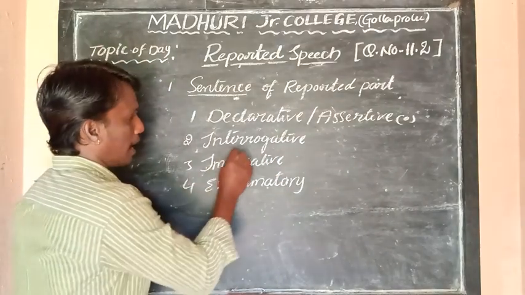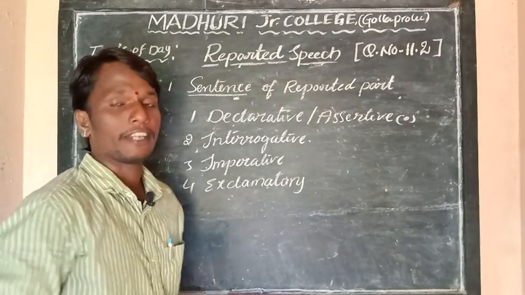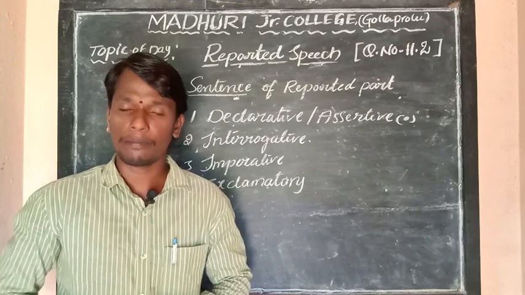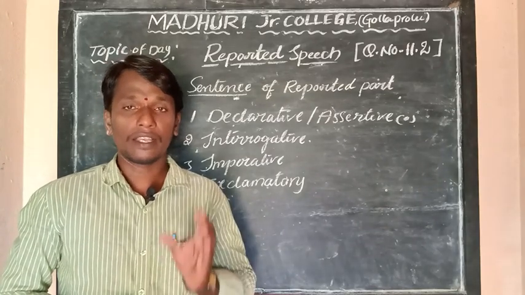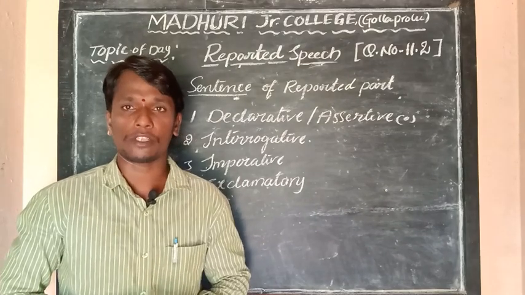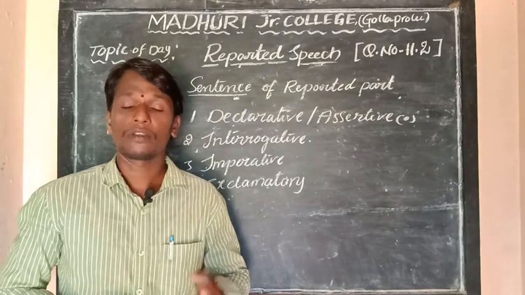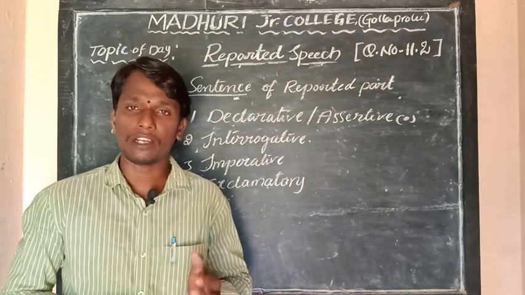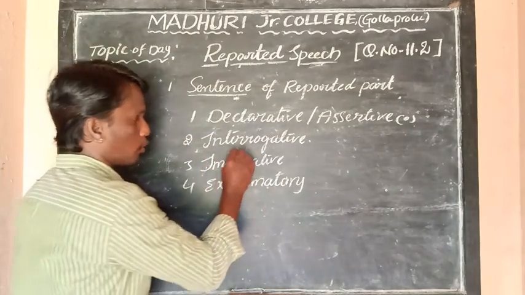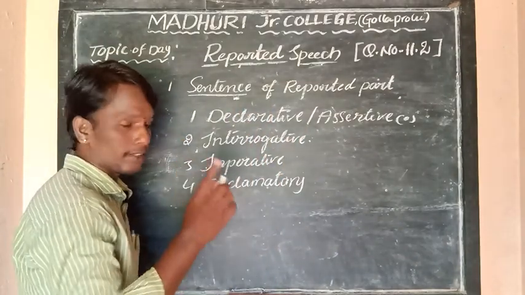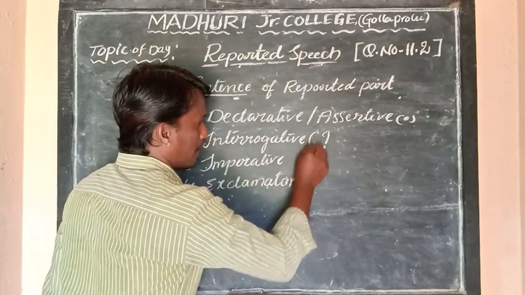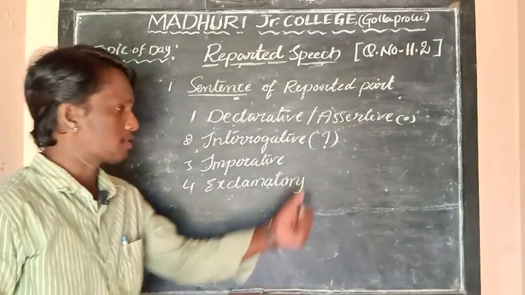And the second one is interrogative sentence. There are two types of interrogatives, that is WH questions and yes or no type questions. If a question is answerable with either yes or no, such questions are called yes or no type questions. Whereas questions which start with WH words like what, when, where, how are WH questions. These interrogative sentences end with a question mark, a punctuation mark.